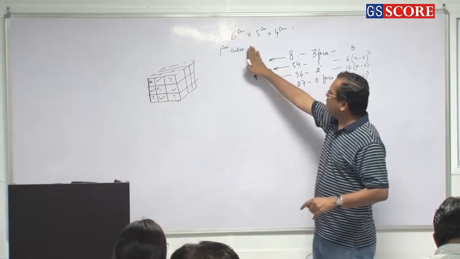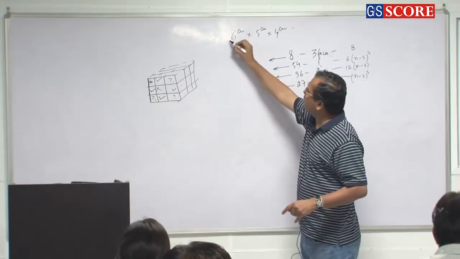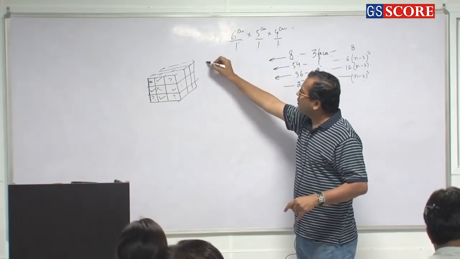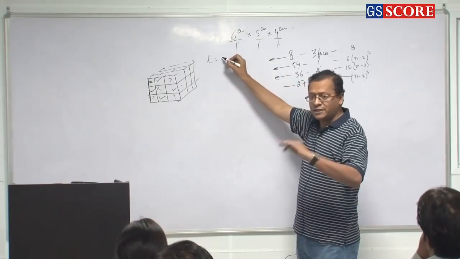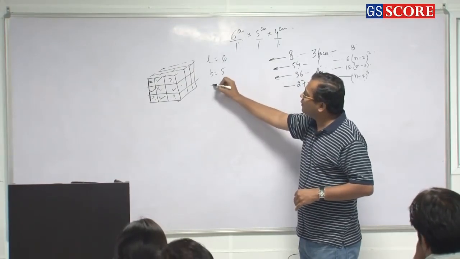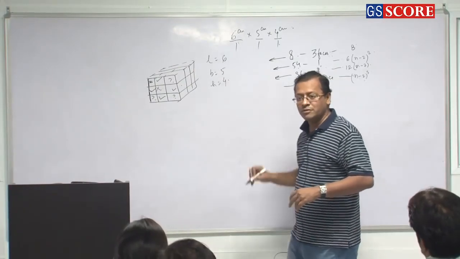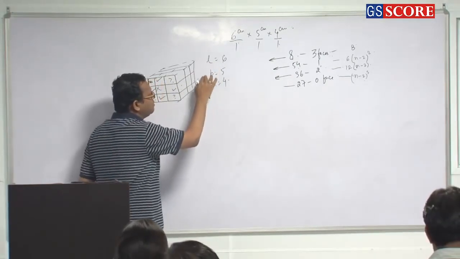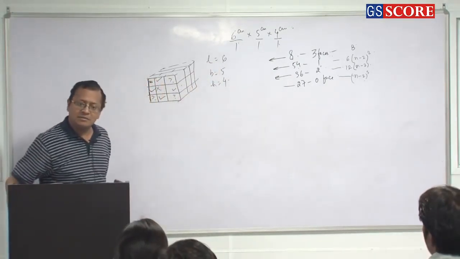Now, let us assume that 6 centimeters are being cut into 1 centimeter pieces, 5 by 1 and 4 by 1. How many lengthwise? Lengthwise it will be 6. How many breadthwise? It is 5, and how many heightwise? It will be 4. So, let us denote this by L, B, H. Clear or not?